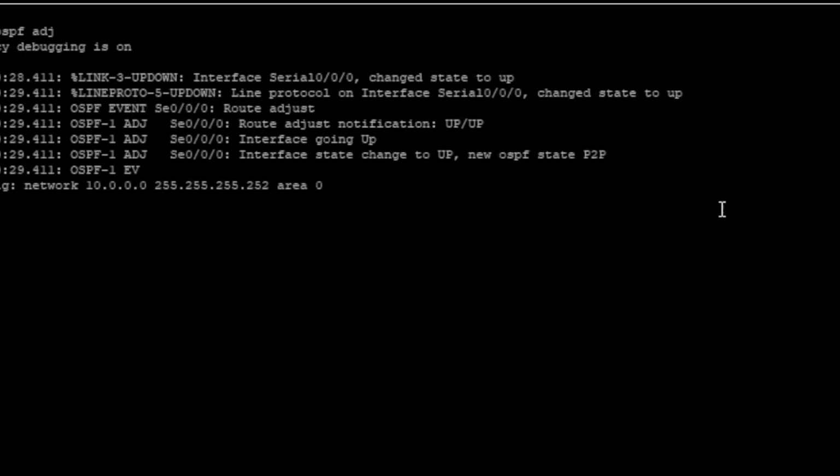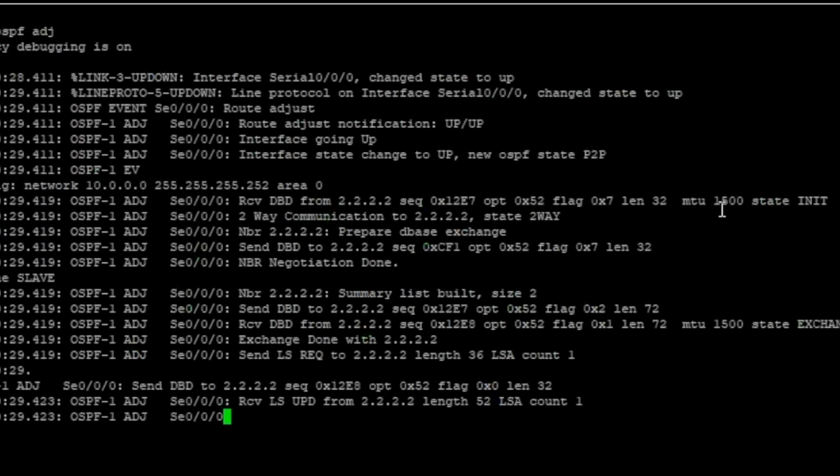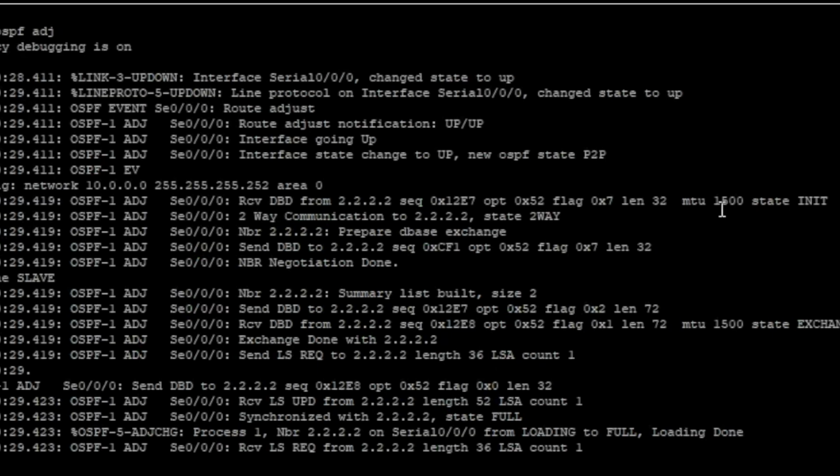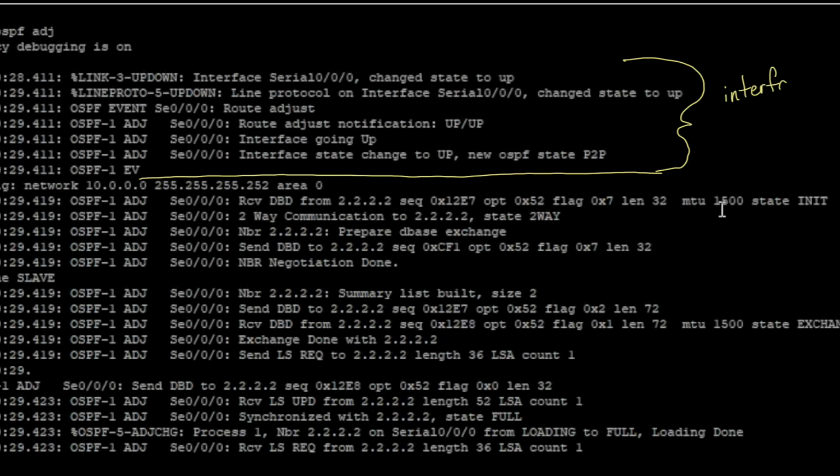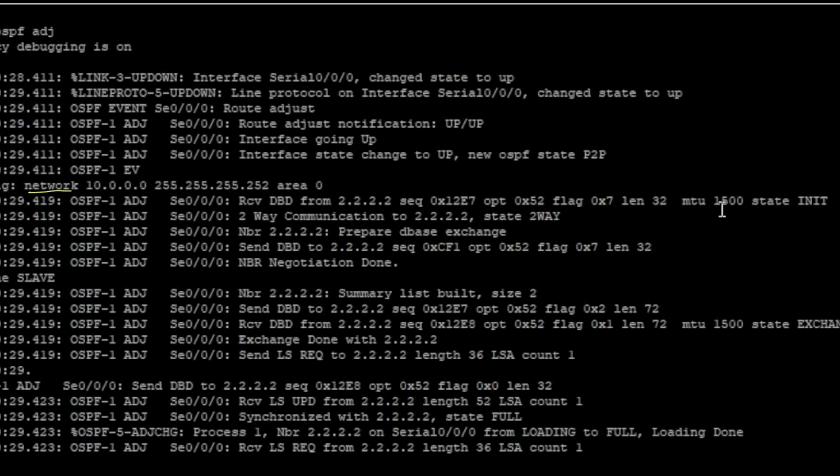First, we see the serial interface come back up. Serial 0/0/0 is up. The P2P notation here tells us this is a point-to-point connection. This part is the interface coming online after I plugged it back in. It's not part of the OSPF process yet. Next, we see OSPF recognize the network. Network 10.0.0.0, area 0. At this point, we enter the init state.